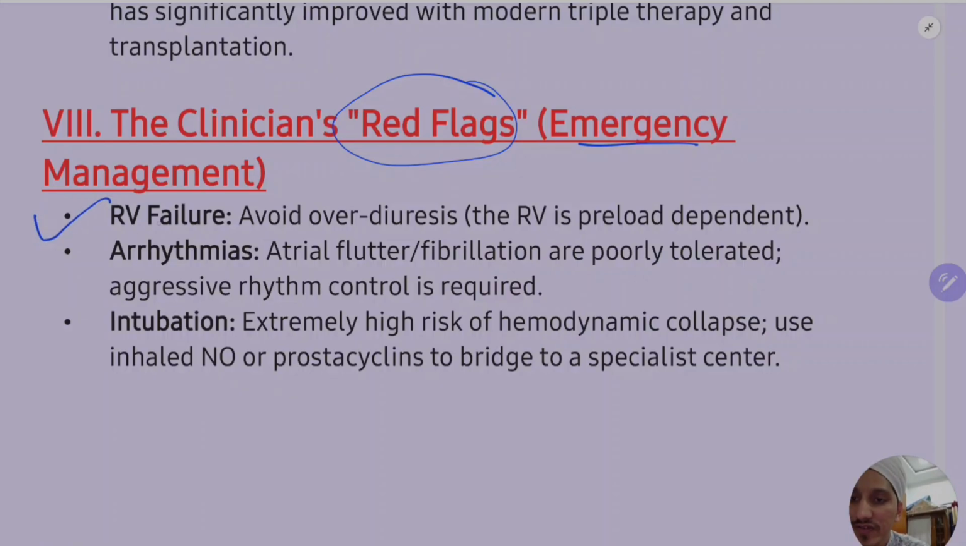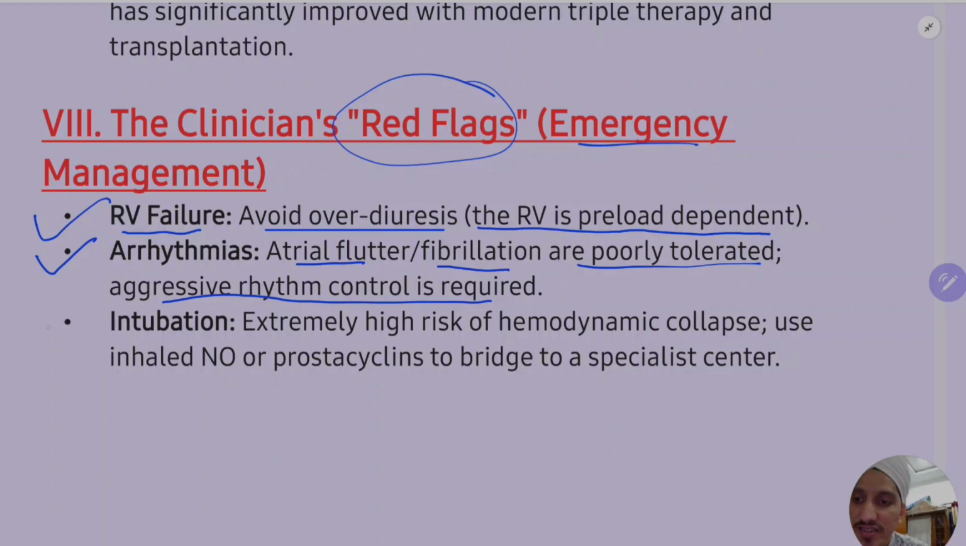Okay, so these are the red flags you should remember in the emergency department. Right ventricular failure: when a patient comes with right ventricular failure, avoid over diuresis because the right ventricle is preload dependent. So volume loss will be there. That's why you carefully give the diuretics. Arrhythmias: atrial flutter and atrial fibrillation are poorly tolerated. Aggressive rhythm control is required in these patients.